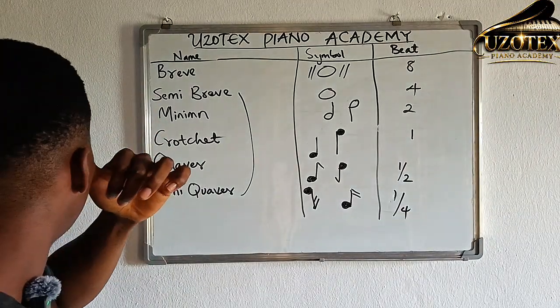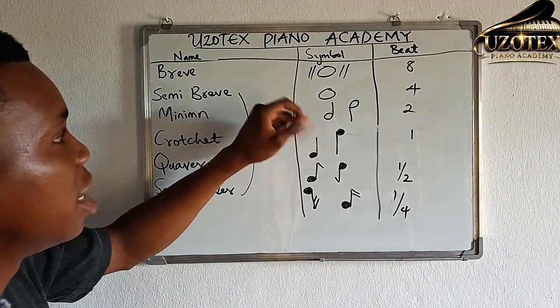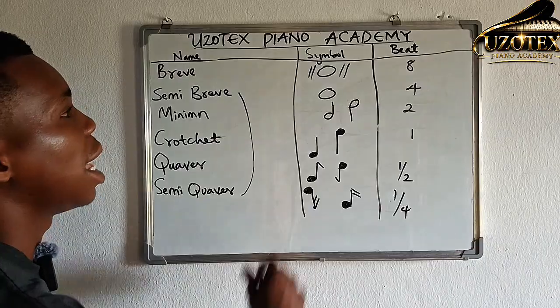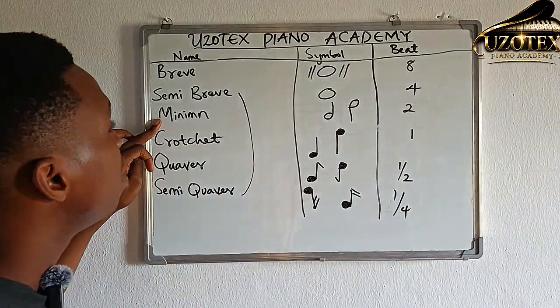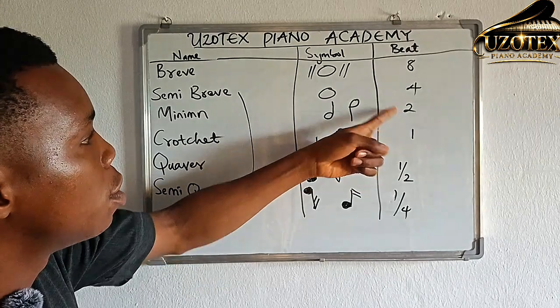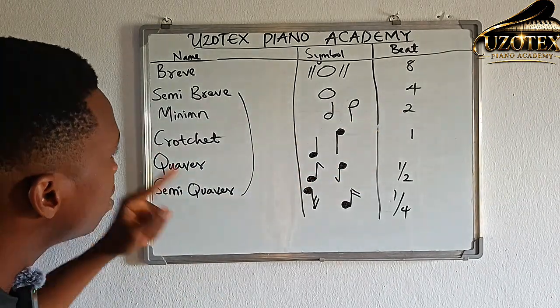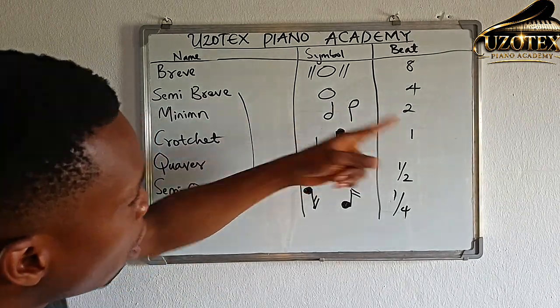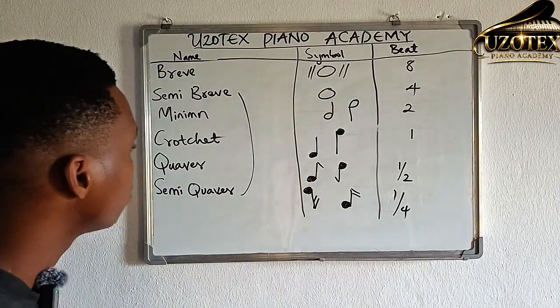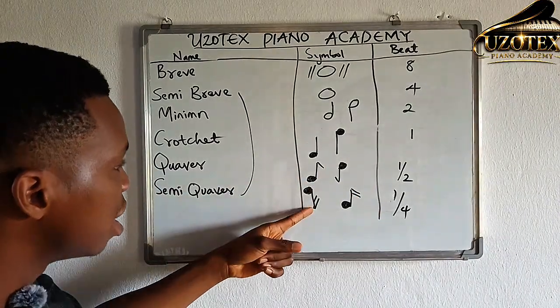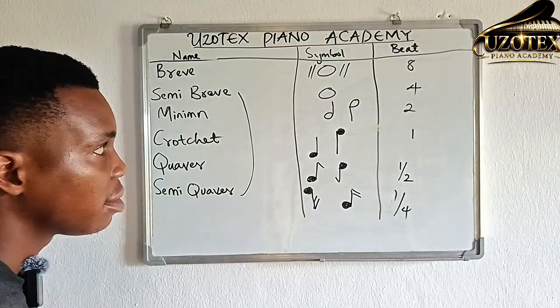So now we have the semibreve, which is in this form, and it is 4 beats. Then the minim, which is this form, 2 beats. Crotchet in this form, 1 beat. Quaver in this form, half a beat. Semiquaver in this form, quarter of a beat.